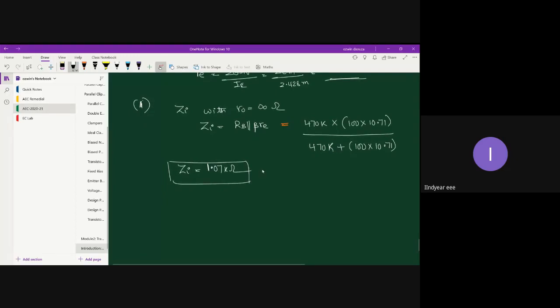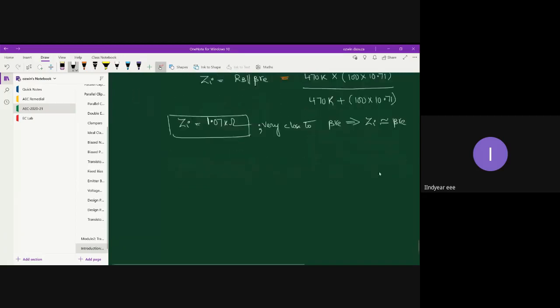Let me write a proper comment over here. Very close to beta RE. That implies your Zi is approximately equal to beta RE. This is what we had predicted, right? If your RB were 10 times greater than beta RE, then your overall input impedance will be very close to beta RE itself. This is the end result. Fine, so that's your Zi.